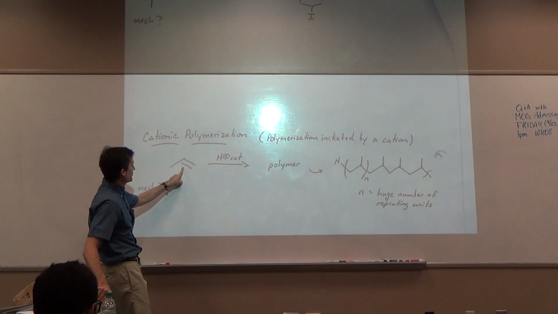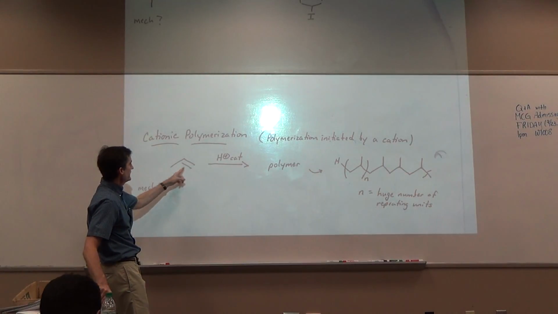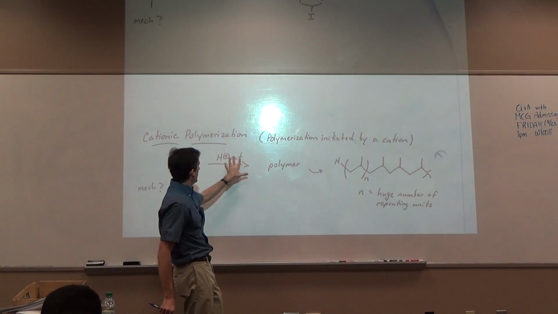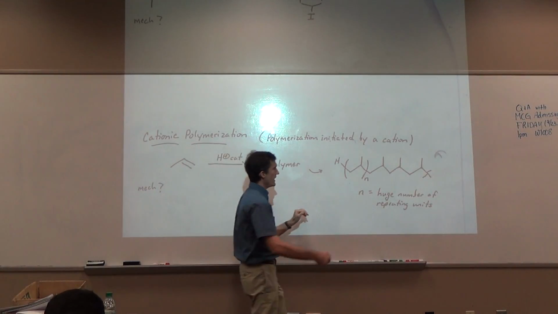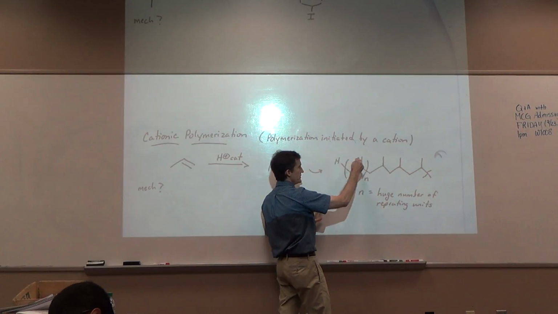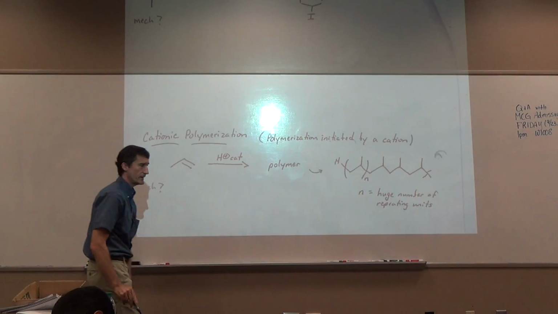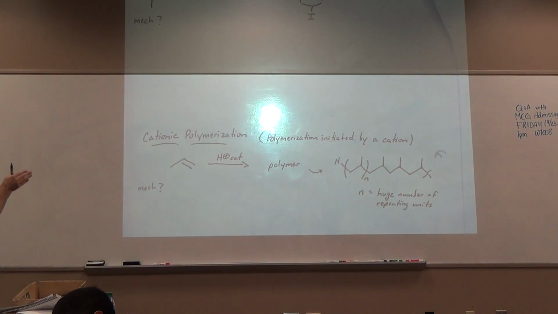Take this propene. You don't need to call it 1-propene because there's no such thing as 2-propene. Propene, H plus catalyst, we can get a polymer. A polymer would be shown like this with a repeating unit shown in parentheses with n being some huge number, like 100 gazillion. That's what a polymer is. The monomer initial unit just repeats many times.